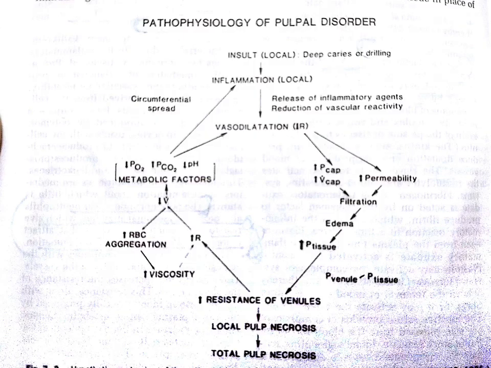The pathophysiology of pulpal disorder is that there is going to be an insult. The insult is going to cause inflammation. The inflammation will cause vasodilation. With the vasodilation, metabolic factors are released. There is going to be an increase in viscosity. The permeability is going to increase. There is going to be filtration, edema and increased pulpal tissue pressure. That will cause resistance of the venules, which will cause local pulp tissue necrosis, and if it is not treated, it will cause total pulp necrosis.